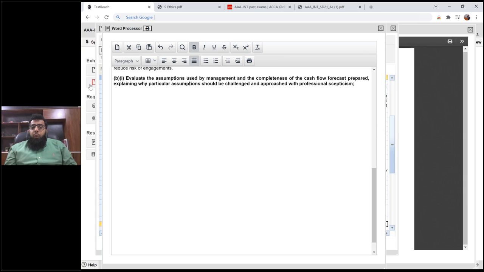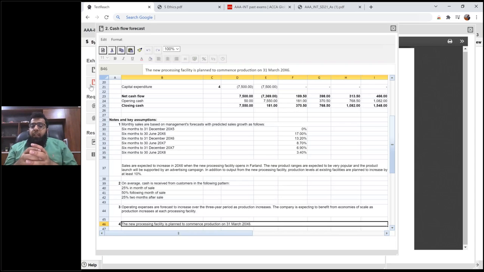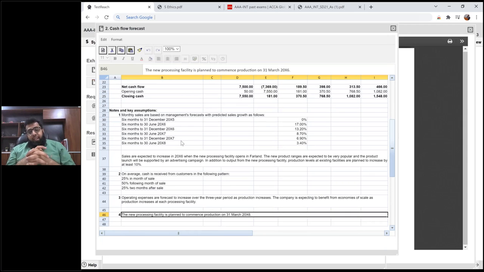Okay, so let's look at it. I want you all to listen to me very carefully. Now, if I talk about the assumptions, he's saying that the new production facility is planned to commence production on 31st March 2006. Now, just give it a thought. Today's date is 1st July 2005. On 5th August 2005, he said that we will submit the data to the bank.